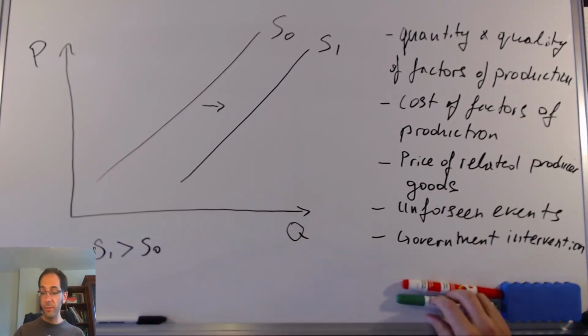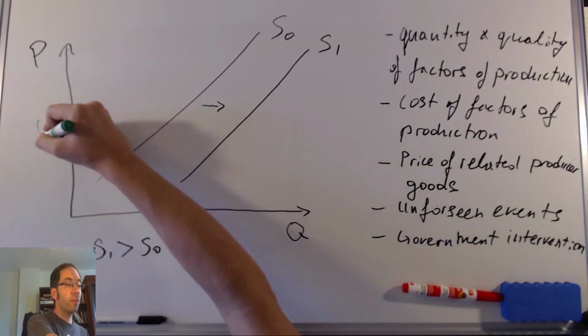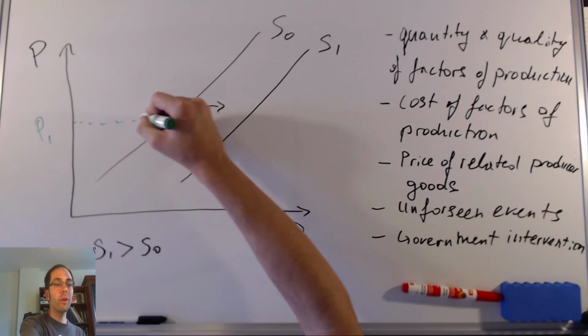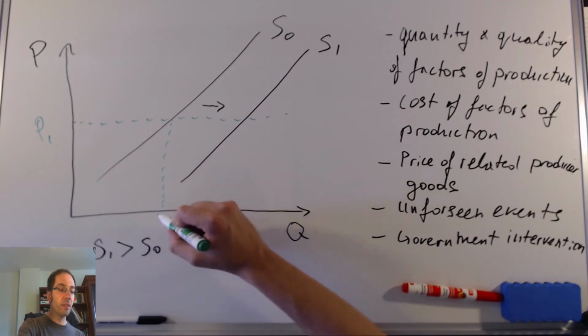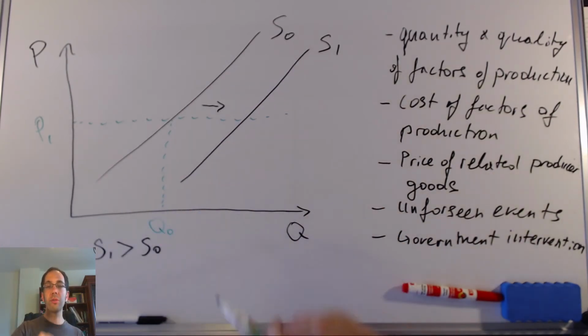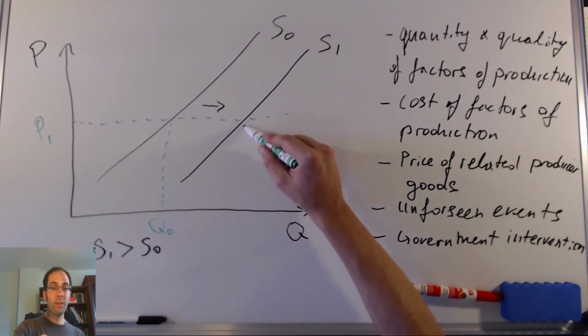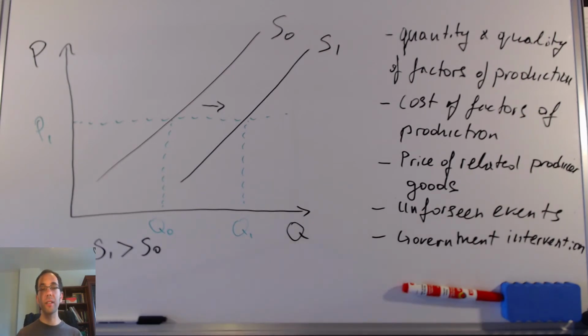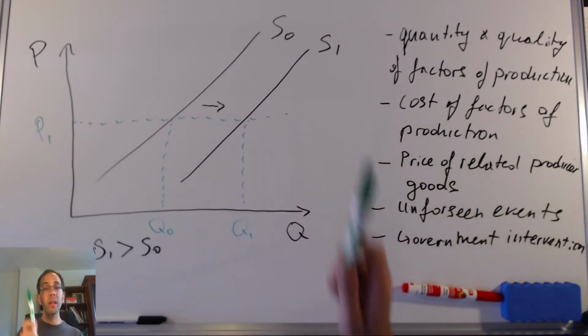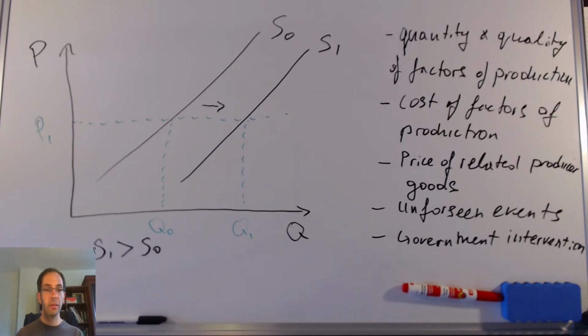We can prove this. For any given price, let's pick a random price P1, if we draw a horizontal line and find the corresponding points, you will see that Q0, which belongs to the original S0, and Q1, which belongs to S1, Q1 will always be greater than Q0. So when we shift the supply curve to the right, we actually increase it, right? S1 does not lie below S0. That will be an incorrect terminology. S1 is greater than S0 and is shifted to the right.